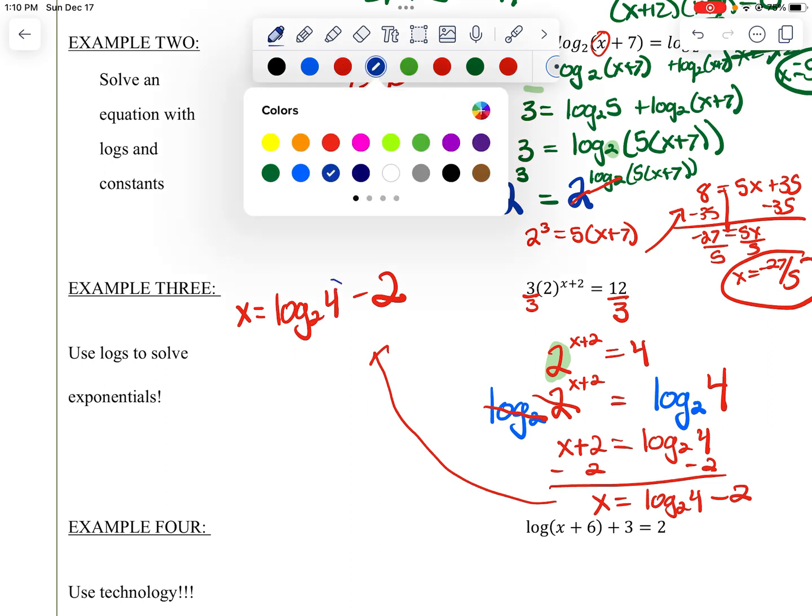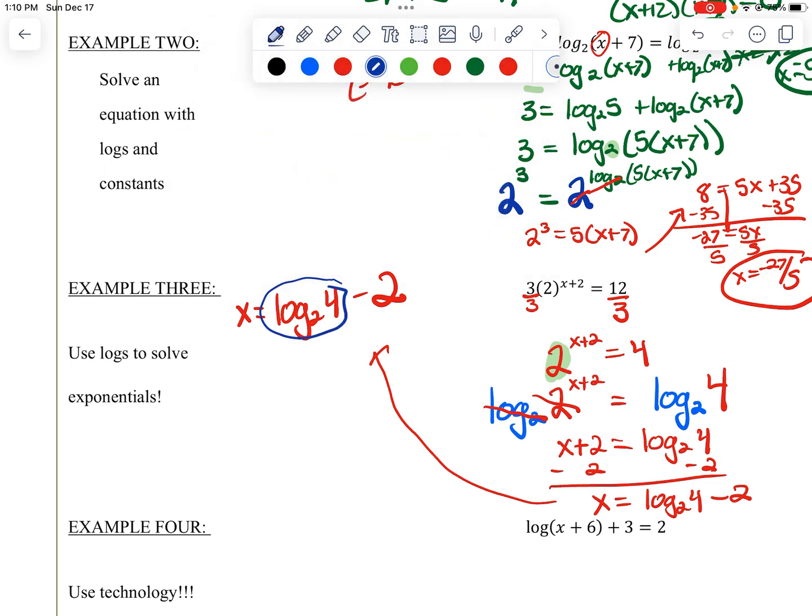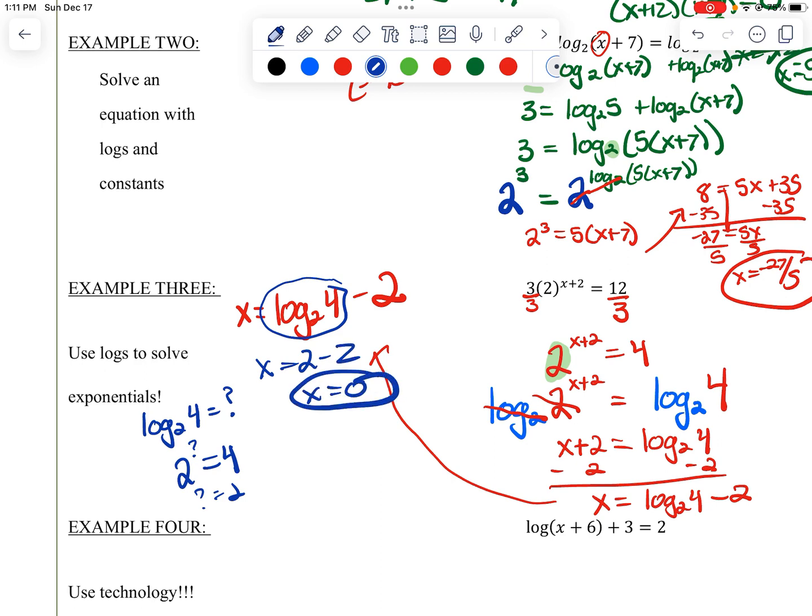Well, let's take this part right here. What does that equal? If I expected you to do this without a calculator, you should be able to say, well, this equals something. Who knows what? But I know 2 to something equals 4, so that question mark has to be 2. So this is equal to 2 minus 2, which is 0. So our answer is 0.